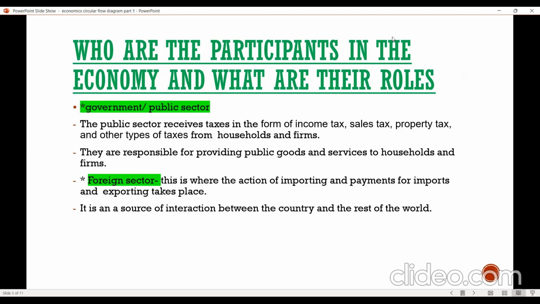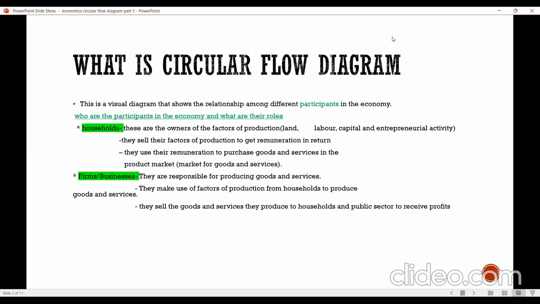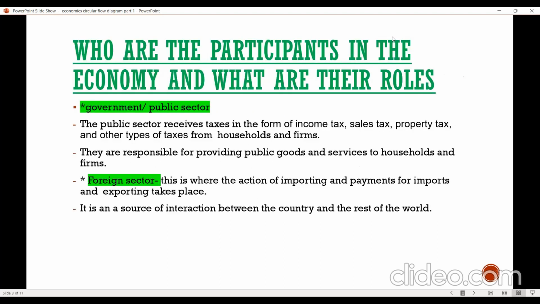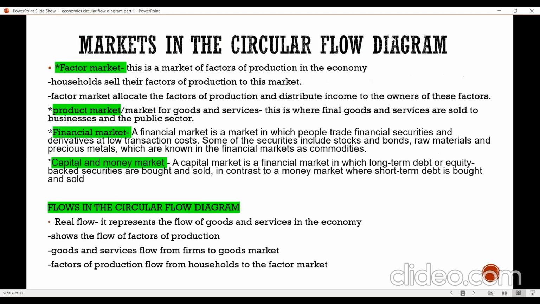Remember, what are the participants in the circular flow diagram? We've got households, we've got firms or businesses, we've got the government, also known as the public sector, and the foreign sector. Now, we're passing on to the nuggets in the circular flow diagram. What are the different markets in the circular flow diagram? We've got five different markets in the circular flow diagram.